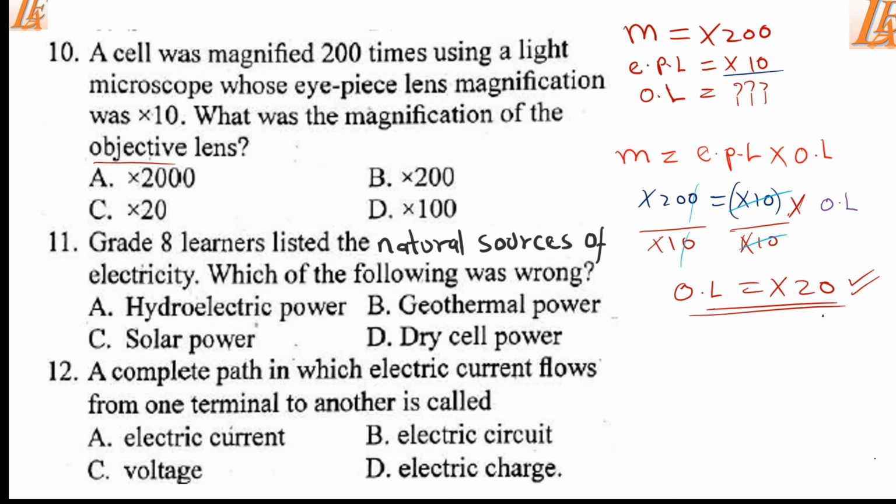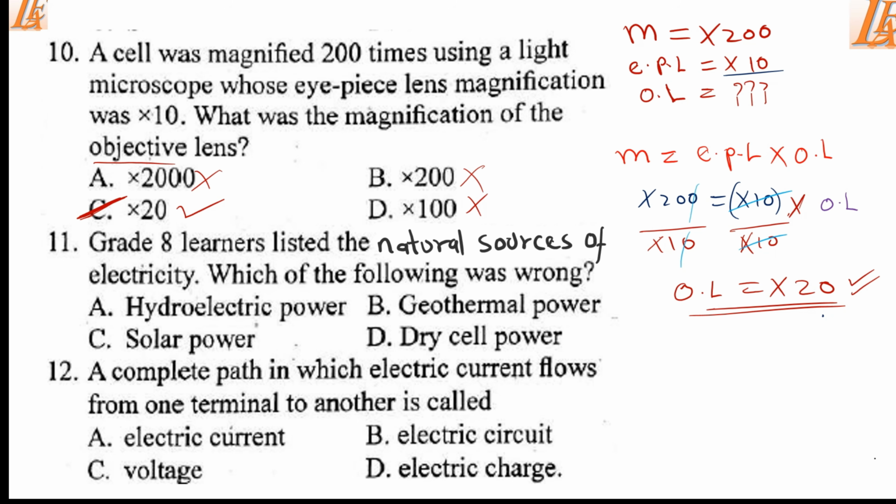So A, times 2000, this is wrong. B, times 200, this is what we are given as magnification, which is also wrong. Then C, times 20, this one is correct. Then D, times 100, this one is wrong. So the correct answer here is C.